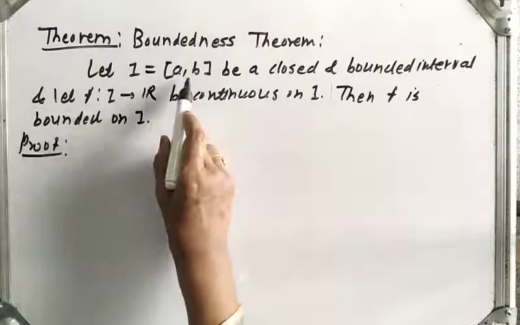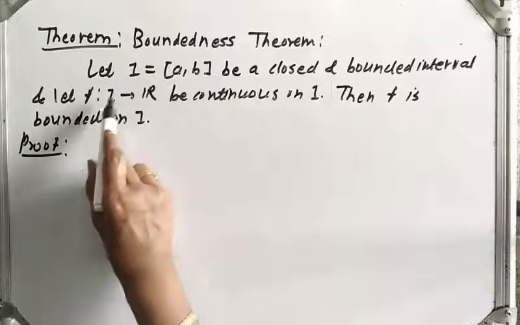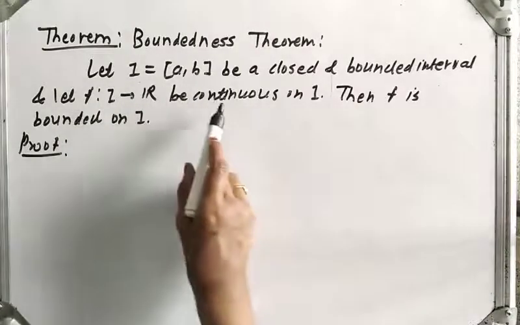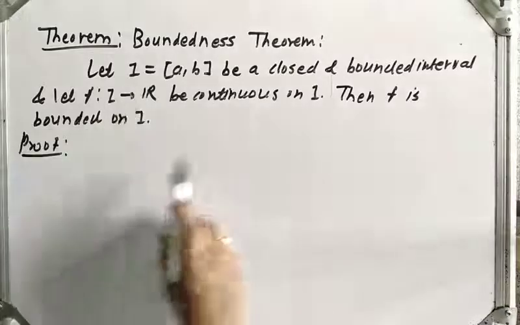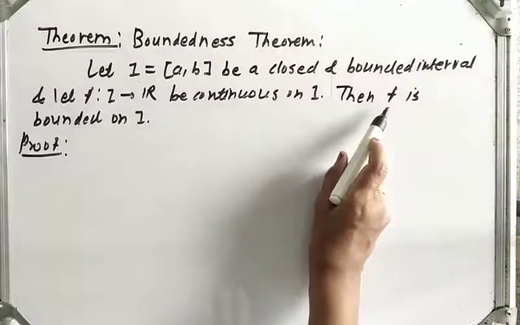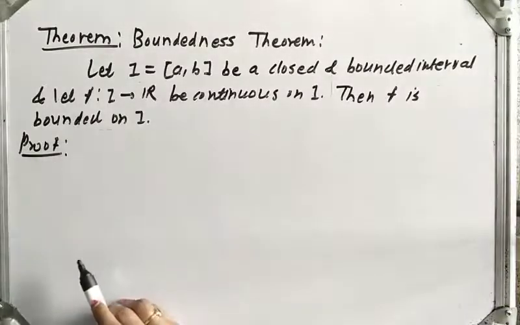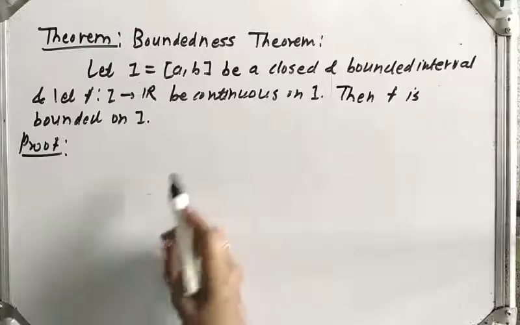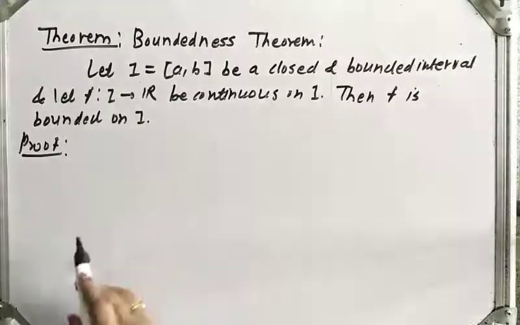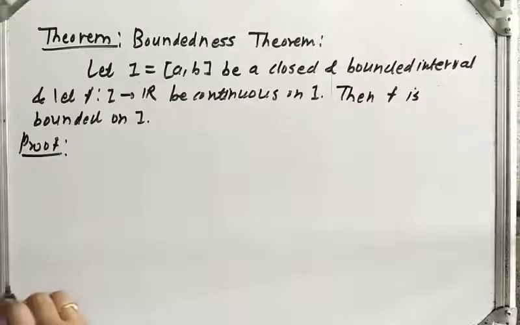This is a closed and bounded interval. f is a function from I to R. f is a continuous function on I. What we have to show? We have to show f is also bounded on I. In the last lecture, we revised the definition of bounded function. In this theorem, we have to show f is bounded on I.